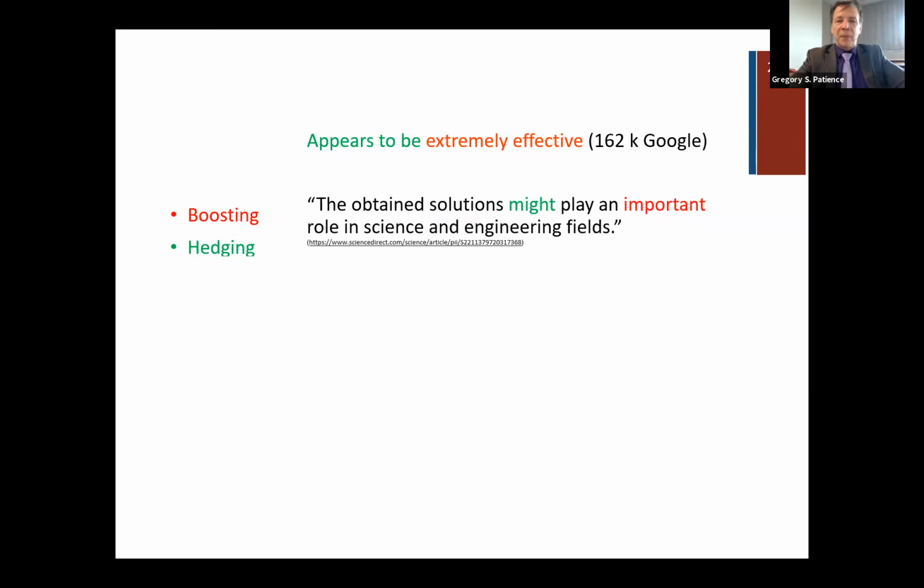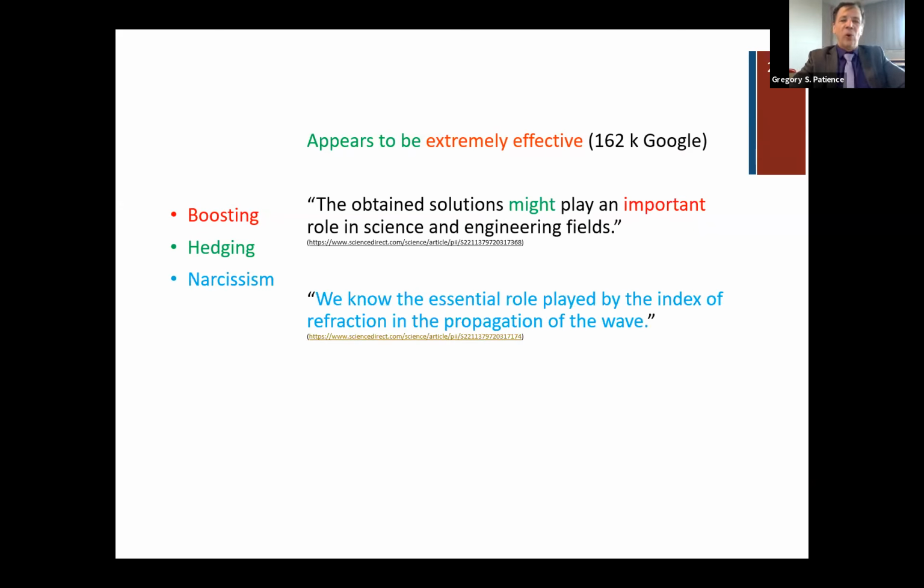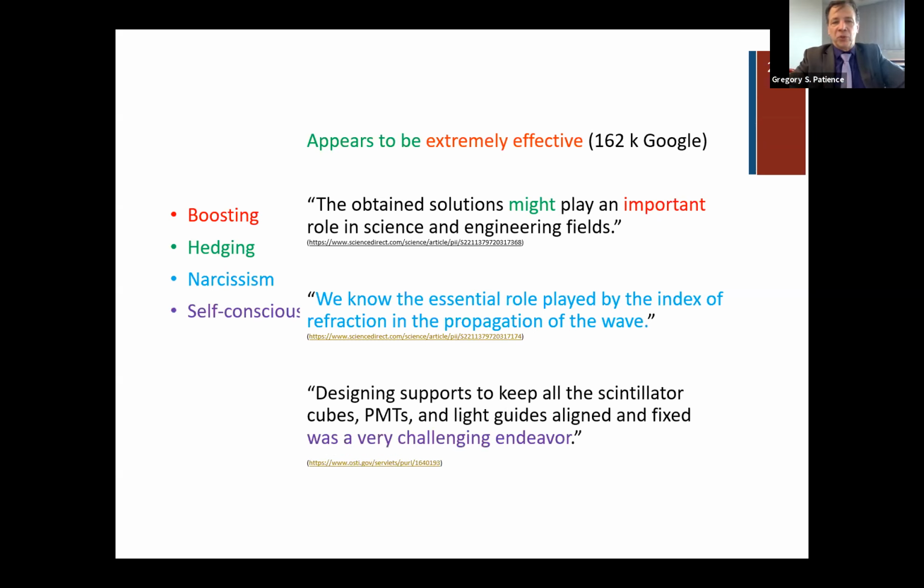So the obtained solutions might play an important role in science and engineering fields. Again, might is hedging, important is boosting. Narcissism is, we know the essential role played by the index of refraction in the propagation of the wave. Well, that you know it is unimportant. You probably know it because maybe that's what you're studying. So this sentence we can get rid of entirely because you have not contributed any knowledge. Although science and nature require we did this, in the rest of the text, to say we did anything is narcissism and probably too much. You don't need that sentence.